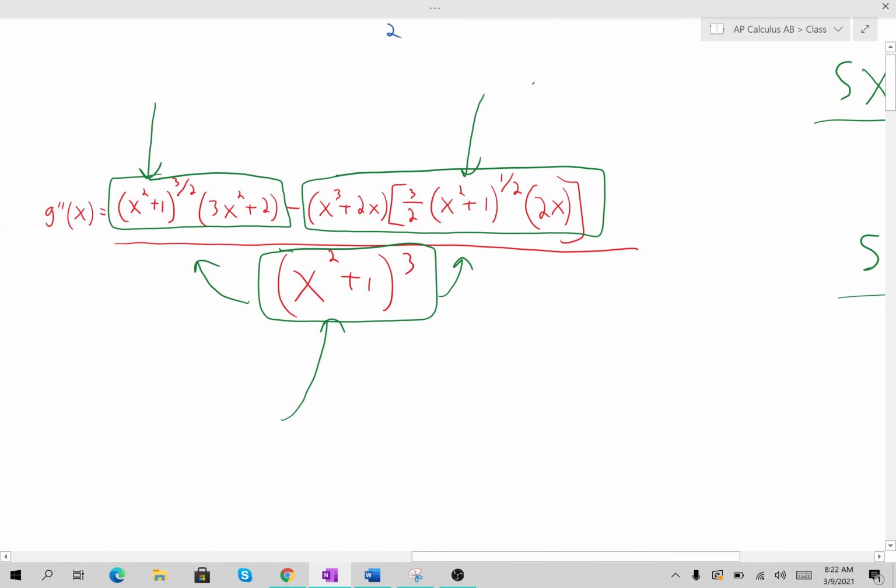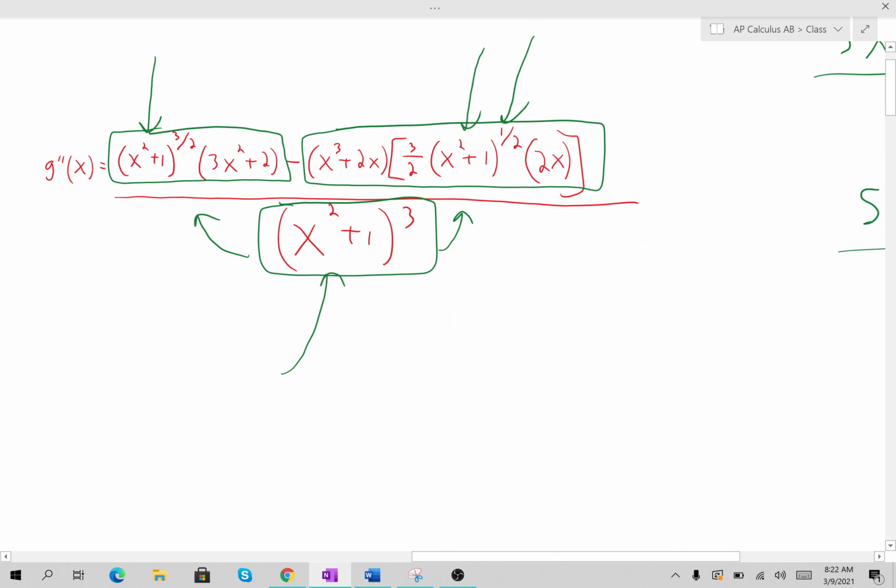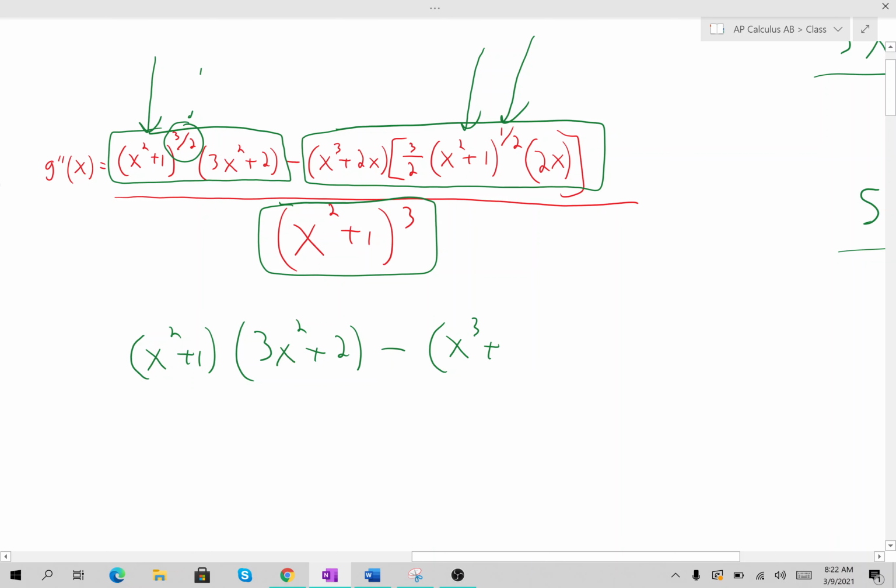It's all in parentheses, but the lowest exponent is at 1/2 power. So what happens is we're canceling out a 1/2 power. So this 3/2 right here becomes a 1. 3/2 take away a 1/2 is 1. So we get x squared plus 1 times 3x squared plus 2 minus x cubed plus 2x, right? That's all sitting there. And this x squared plus 1's gone. That's it. That's the lowest one. We take it away. So what's left here is a 3/2 and a 2x. So when you multiply that together, you get 3x.